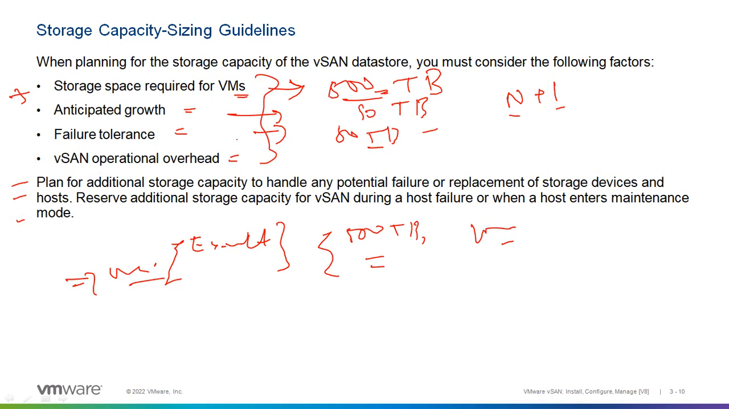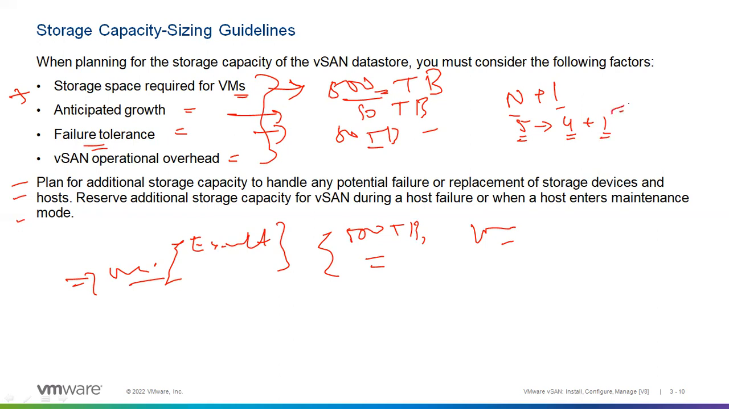So for example, if we have the 50 TB, sir, that n+1, can you please explain? I'm sorry, I didn't get it. Yeah, no issues. That is failure tolerance. When I say failure tolerance, it means, for example, we are planning a 5 node cluster. In these 5 nodes, I am assuming 4 nodes I will use actually for the VMs and 1 node I will keep for failure.